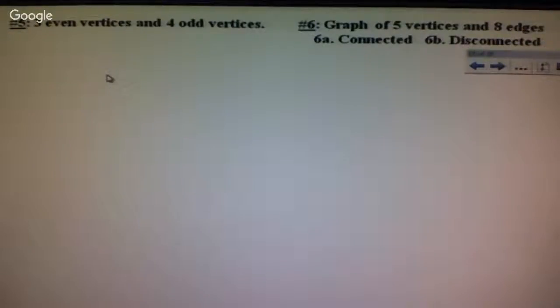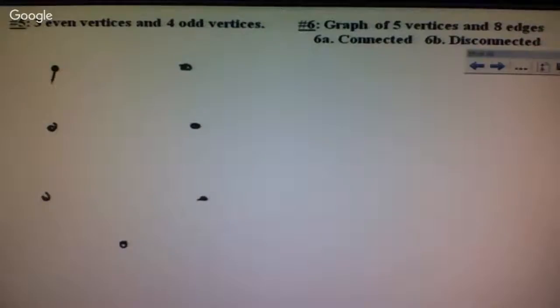Number 5. Okay. Let me talk about these 2. 3 even vertices and 4 odd vertices, which means I need to have a total of how many? 7. I need to have 3 and 4. So I need to have 7 dots. Okay. 3 of these need to be even vertices, so they need to have an even amount of lines coming out of them.